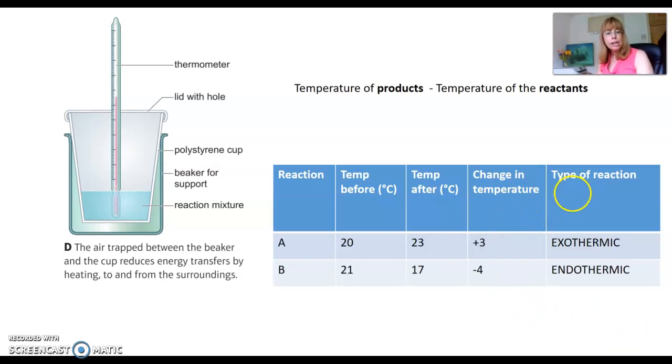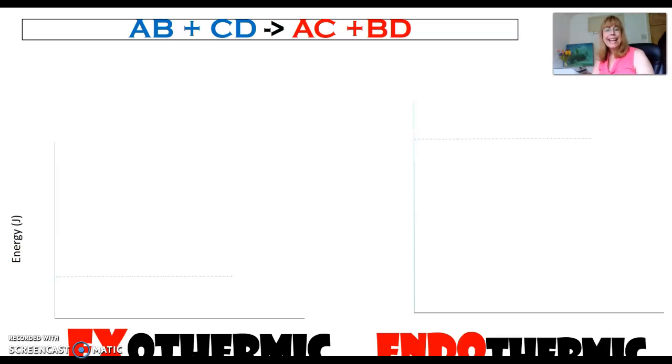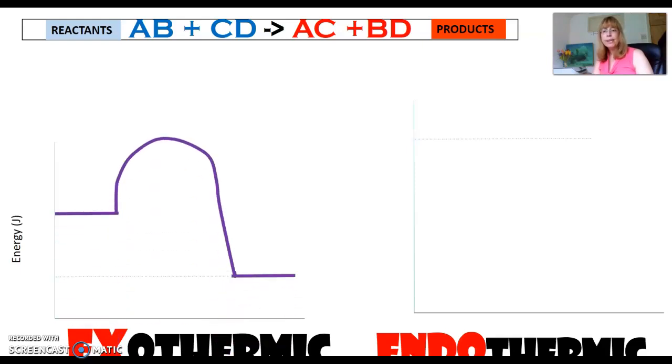So I must show that minus sign to show that I know that the temperature is going down, and therefore it's an endothermic reaction. Now we can also show this on what we call an energy profile, which is a type of graph. What I'm looking at is the energy of the reactants compared to the energy of the products. And this is the type of graph that I get for an exothermic reaction.